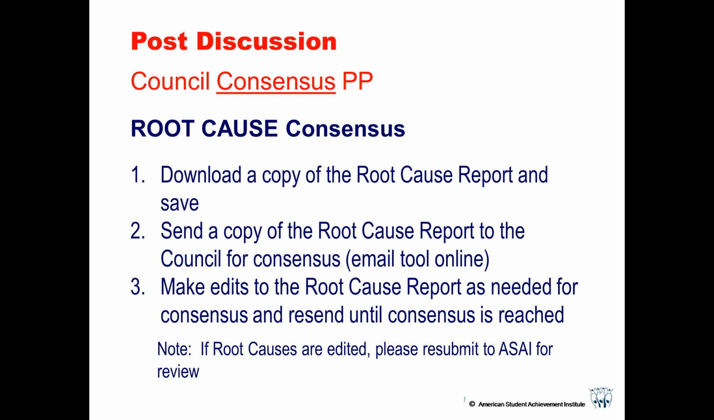A couple of other things post-discussion. Don't forget that you need to send the root causes out to your council for consensus. That will be done by the council consensus point person. There are instructions for how to do it: download a copy and save it, then send a copy to the council as an email attachment. You can use the email tool in the system to come up with all of the email addresses for your council members, with commas or semicolons in between them.